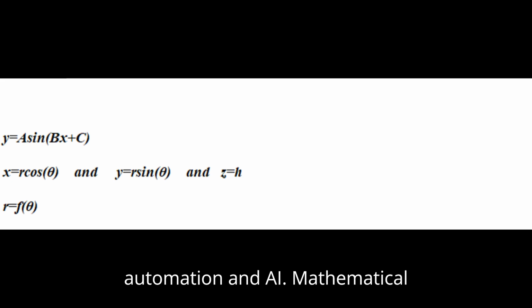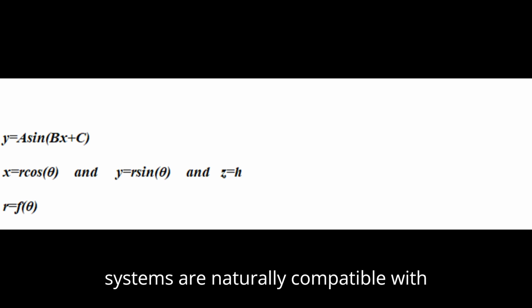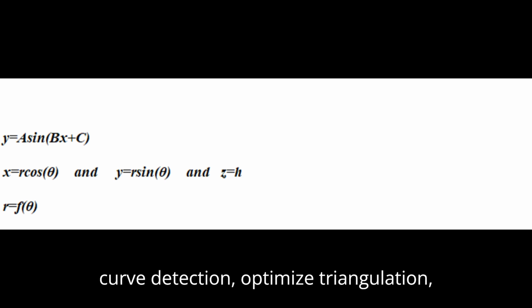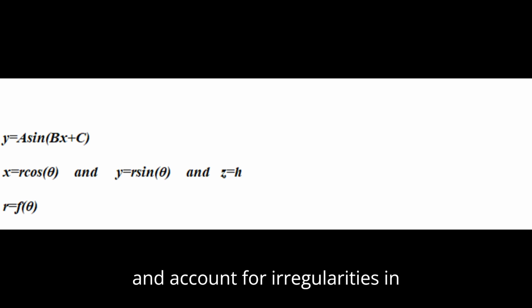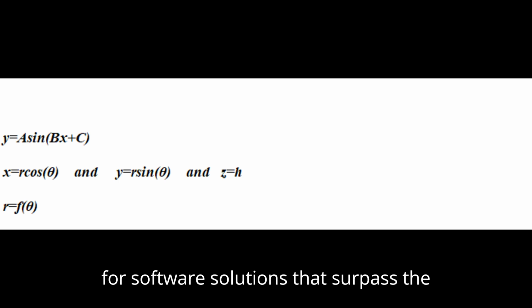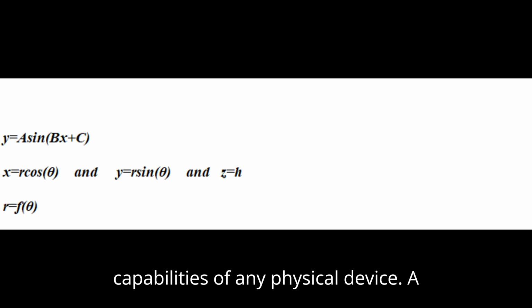5. Integration with automation and AI. Mathematical systems are naturally compatible with automation. AI can further refine curve detection, optimize triangulation, and account for irregularities in real time. This integration paves the way for software solutions that surpass the capabilities of any physical device.